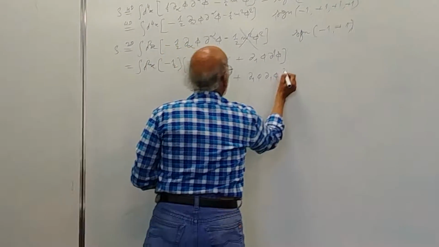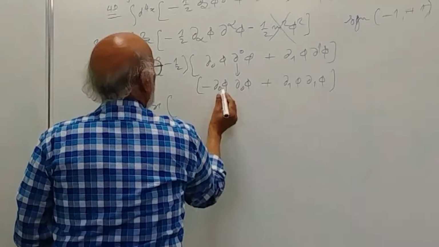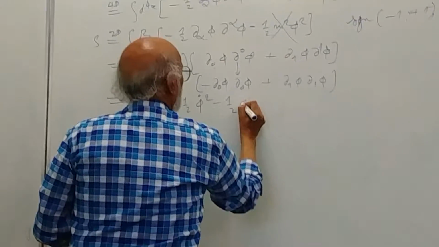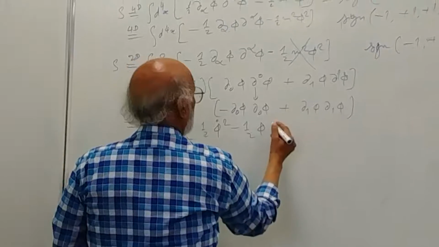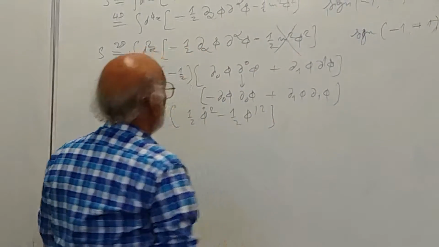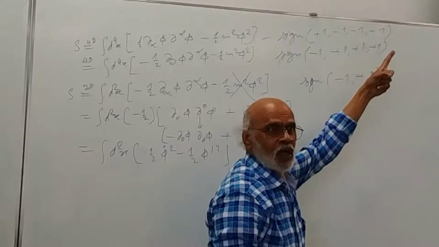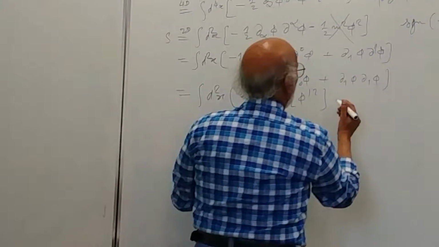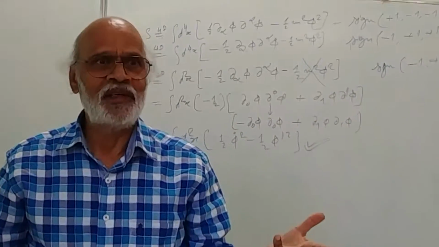and what is this term? This is equal to d2x into 1/2 phi dot square minus 1/2 minus plus minus 1/2 phi prime square. So whether you go from here with this sign convention or you go from here with this sign convention, you will always arrive at the same result. Okay, you will arrive at the same result.